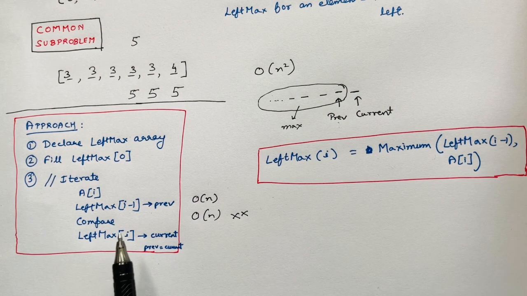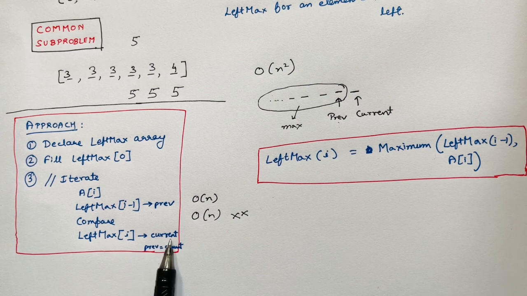So our modified algorithm would simply look like this. Instead of left max of i minus 1, we will have something in this previous variable, and here we will compute a current, and now our new previous will become the current.